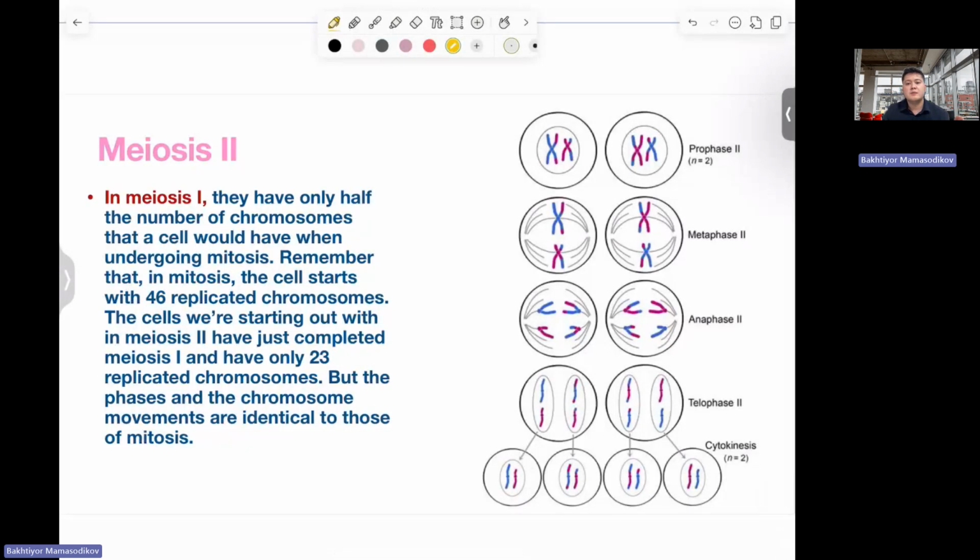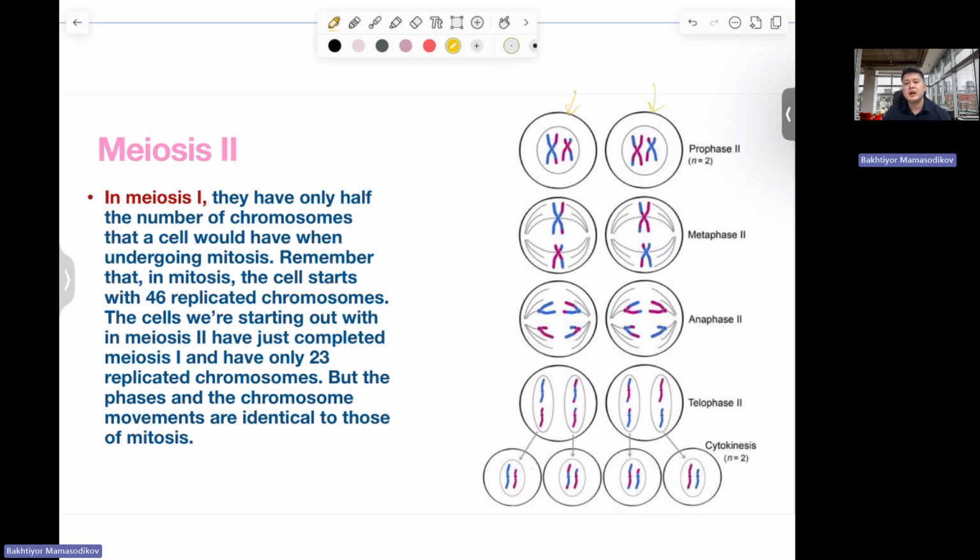Meiosis II is like mitosis, but it happens in haploid cells. Meiosis II looks like mitosis, but mitosis happens in diploid cells, while meiosis II happens in haploid cells. You start with 2 haploid cells. This is haploid in number. This is also haploid in number.